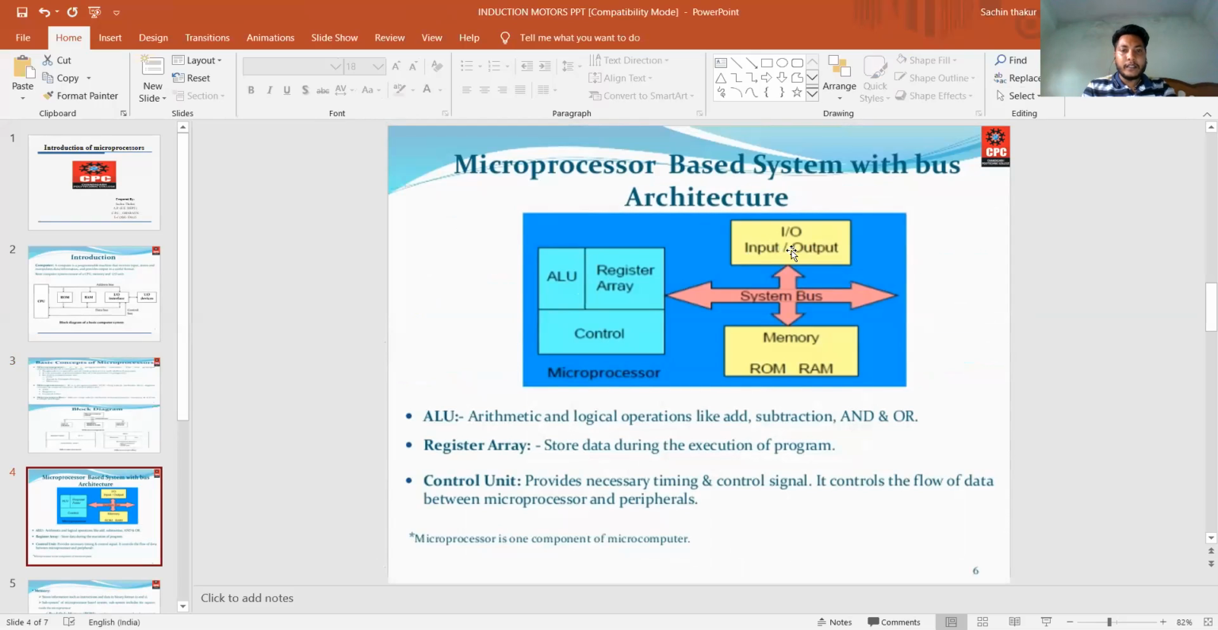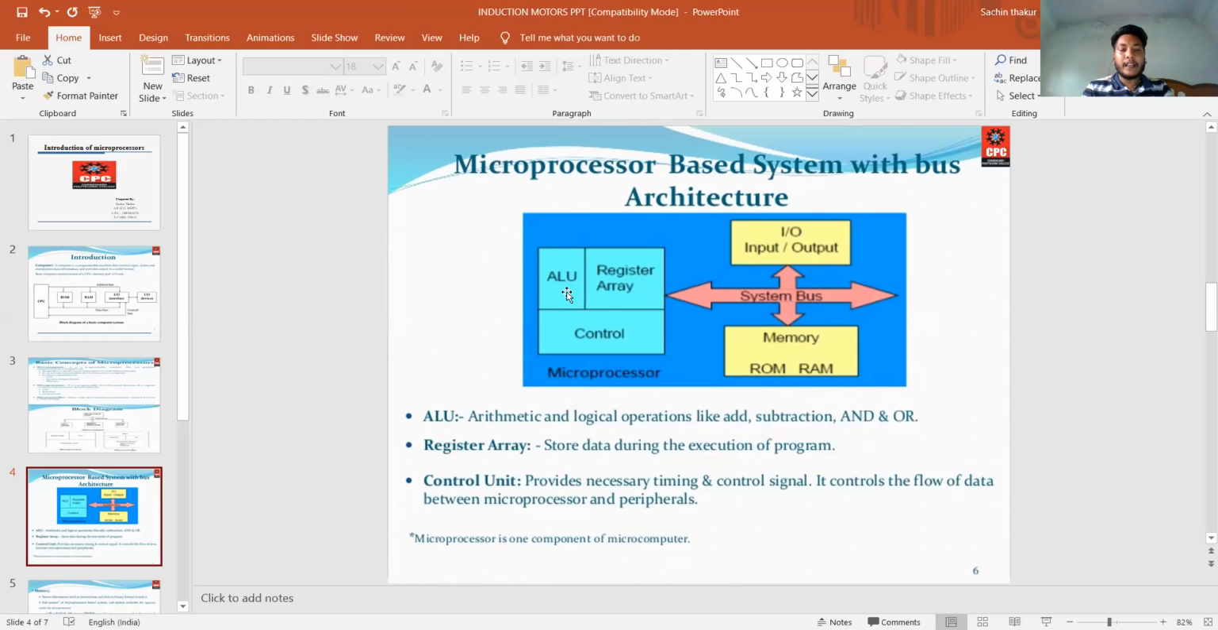A microprocessor needs input and it receives it. This is the system bus. The system bus consists of two lines, address bus and data bus. Here is the memory. Memory is ROM and RAM. ROM is the read-only memory, and RAM is the random access memory.